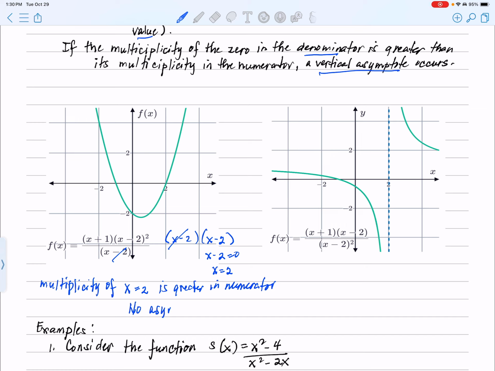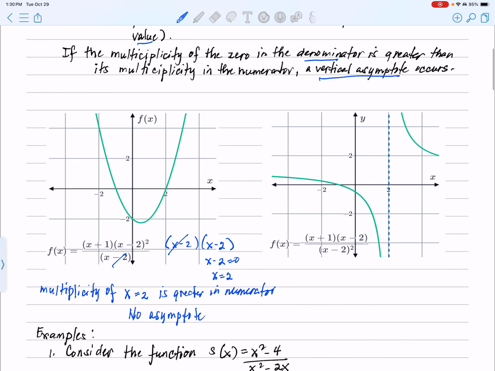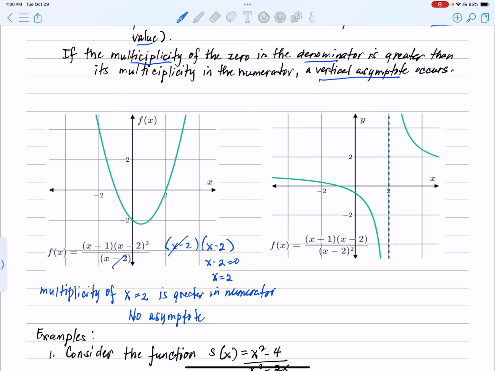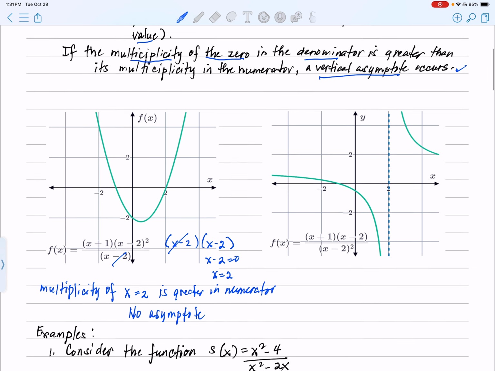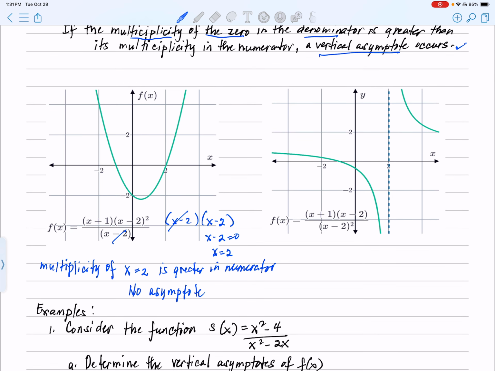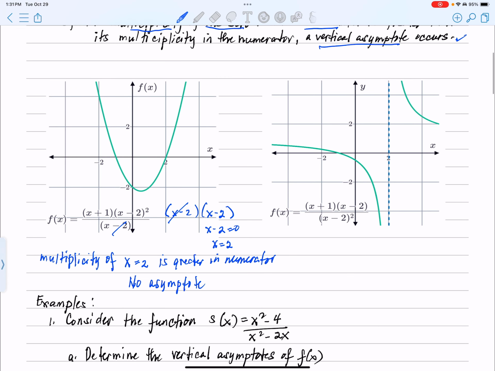Because what does it say here? If the multiplicity of the 0 in the denominator is greater than the multiplicity in the numerator, there is a vertical asymptote. But in this graph, what is greater is the multiplicity in the numerator. So there is no asymptote.